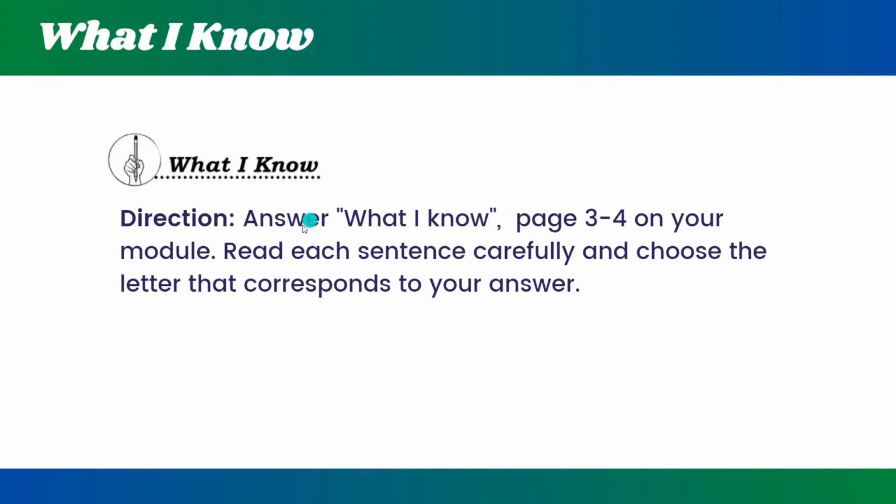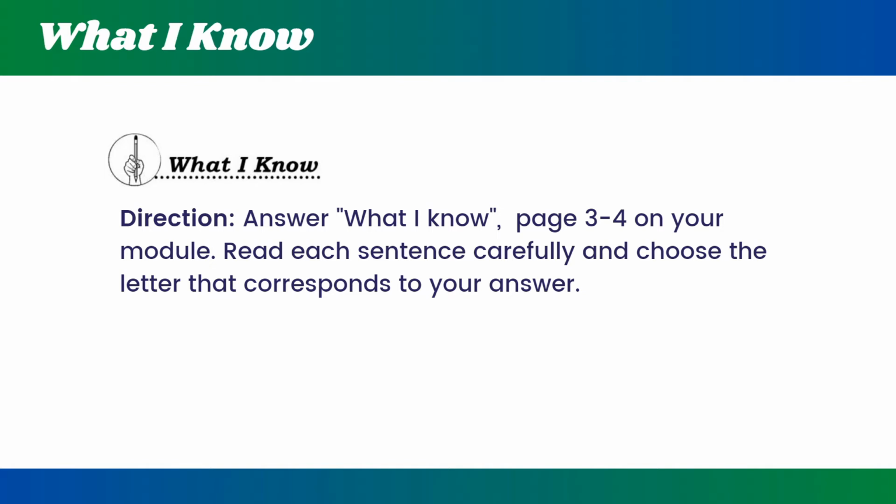What I know. Direction. Answer what I know on page 3 to 4 on your module. Read each sentence carefully and choose the letter that corresponds to your answer. If you answered 9 to 10 items correctly, that means you already possess the prerequisite skill and knowledge to be covered in learning outcome number 1. Congratulations! You may now proceed on learning outcome number 2.